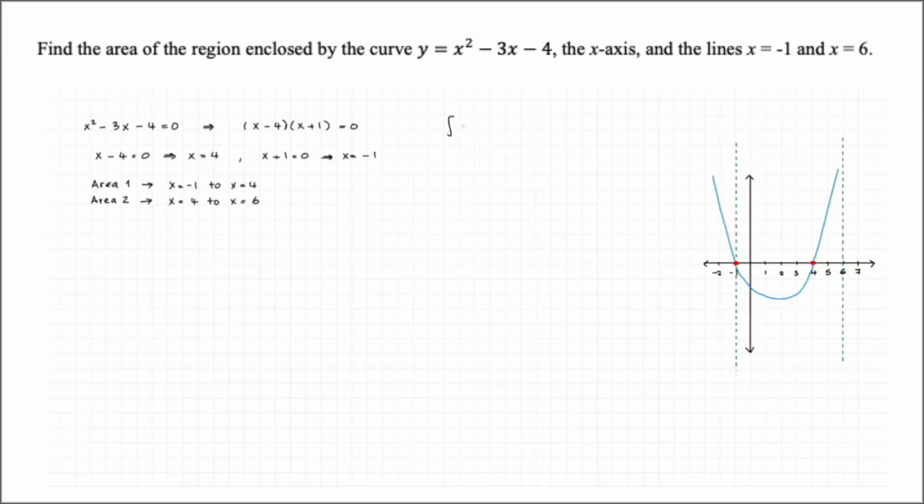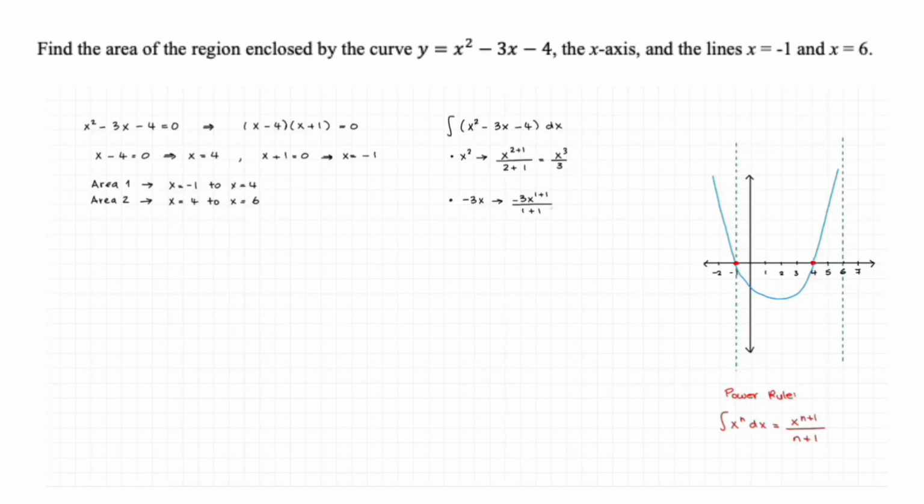First, let's find the indefinite integral of our function, x squared minus 3x minus 4 dx, using the power rule. X squared becomes x to the power of 2 plus 1 over 2 plus 1. This equals x cubed over 3. For the second term, -3x becomes -3x to the power of 1 plus 1 over 1 plus 1. This equals -3x squared over 2. As for the third term, -4 becomes -4x to the power of 0 plus 1 over 0 plus 1. This equals -4x.